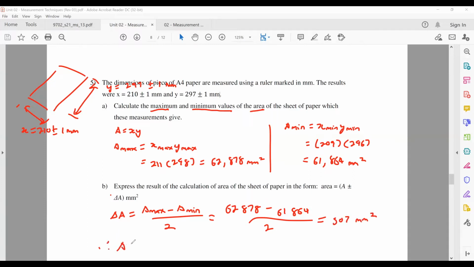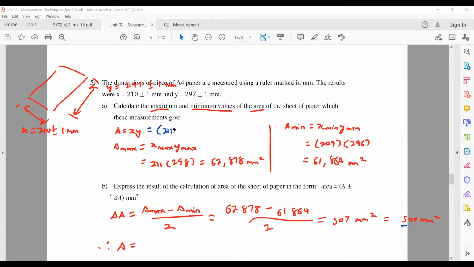So therefore, if you round this to 1 SF, this one is going to be 500 millimeters squared. But rounding to 1 SF means you're rounding to the nearest 100. So for your value of A, oh yeah, you did not find A just now, right? I forgot to write this down.